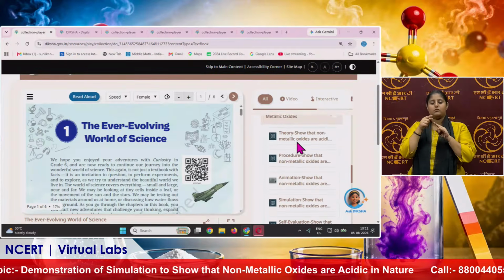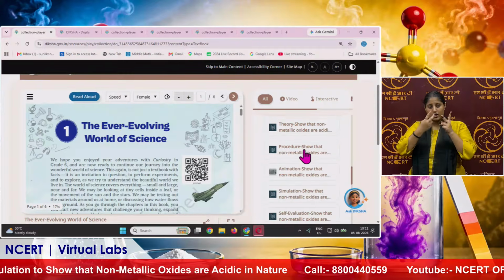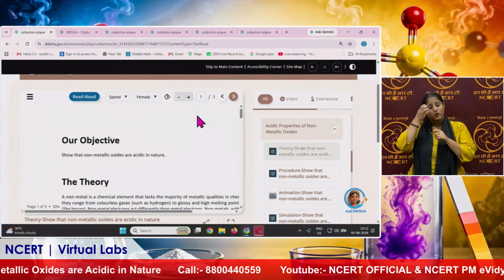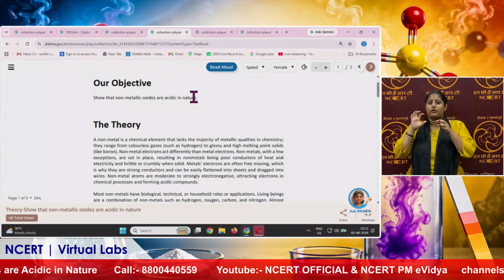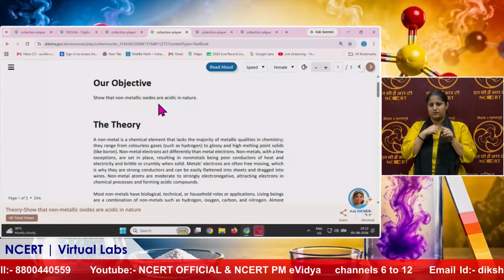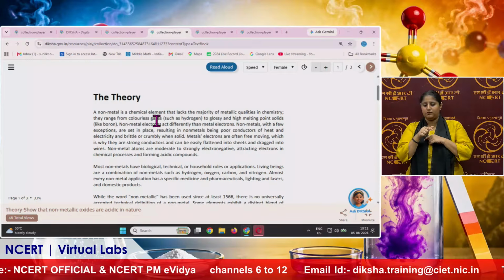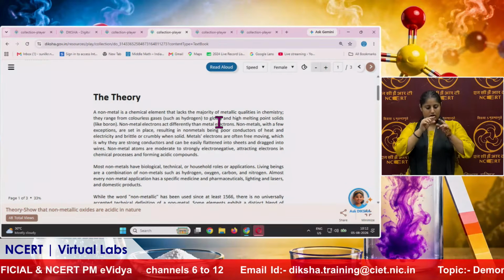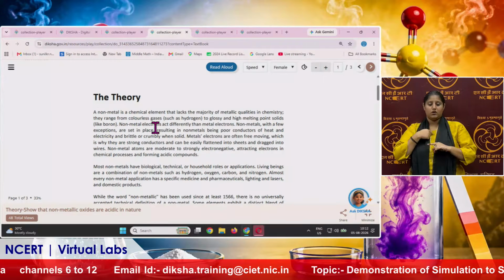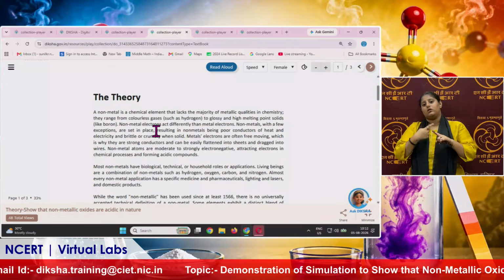Right. Before going to the simulation, self-evaluation and animation of procedure, theory is very important, because understanding the concept of that particular topic is very important. So we will learn a little bit about non-metallic oxides, which are acidic in nature. Non-metals are the chemical elements that lack the majority of metallic qualities in chemistry, and they range from colorless gases such as hydrogen to glossy solids with high melting points.